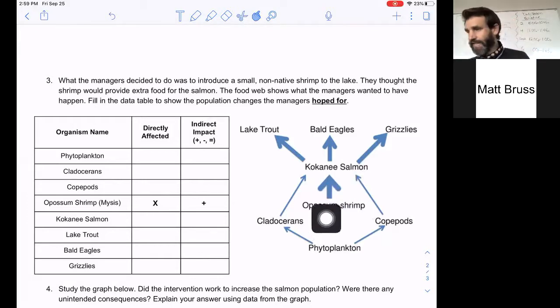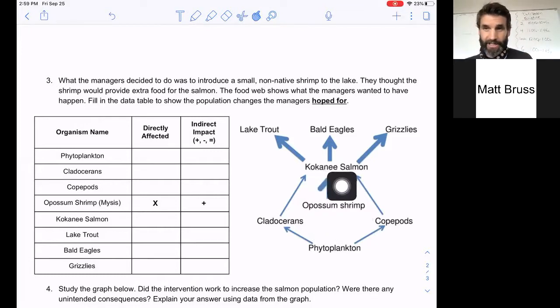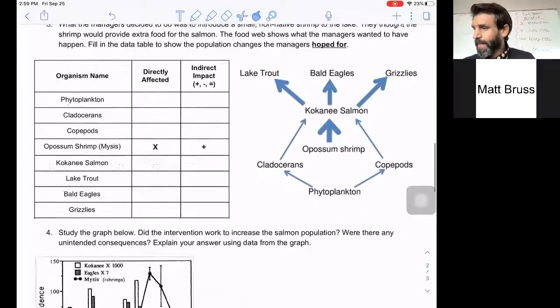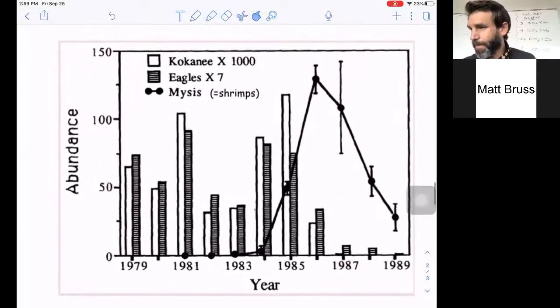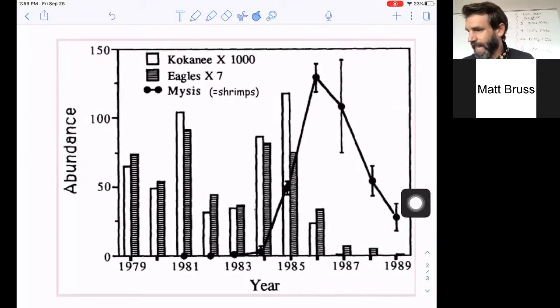One thing to note is that in this particular lake, salmon are not native, actually. Salmon were introduced in the 1920s, and now this is the late 70s, early 80s, and we're trying to increase the salmon population for fishing purposes. So they introduced the shrimp, and then we said, okay, we're going to look at actual data and see what happened. Did this work? Here we take a look at this graph, which is actually from a research paper about this particular case.